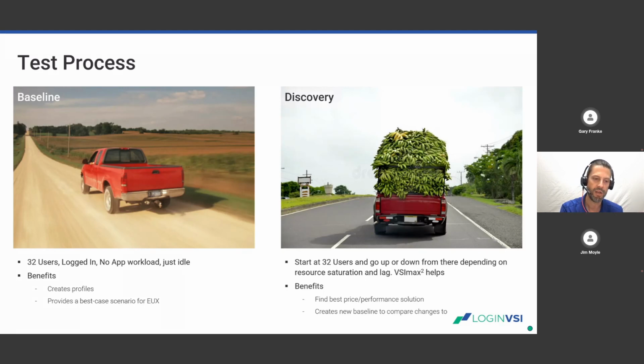We had with Legacy Login VSI, we had VSI Max. With Login Enterprise, it's even better. We call it VSI Max Squared. Now, what that does is that really helps you to find very easily and automatically the best price performance scenario where you have a good balanced cost, but you're also getting a great user experience. And it's also nice to see that comparison between your best case scenario and then what your users are going to experience when it's fully loaded. Gives you a lot of flexibility on how you want to move around in your configuration to capture the best costs and provide the best experience.